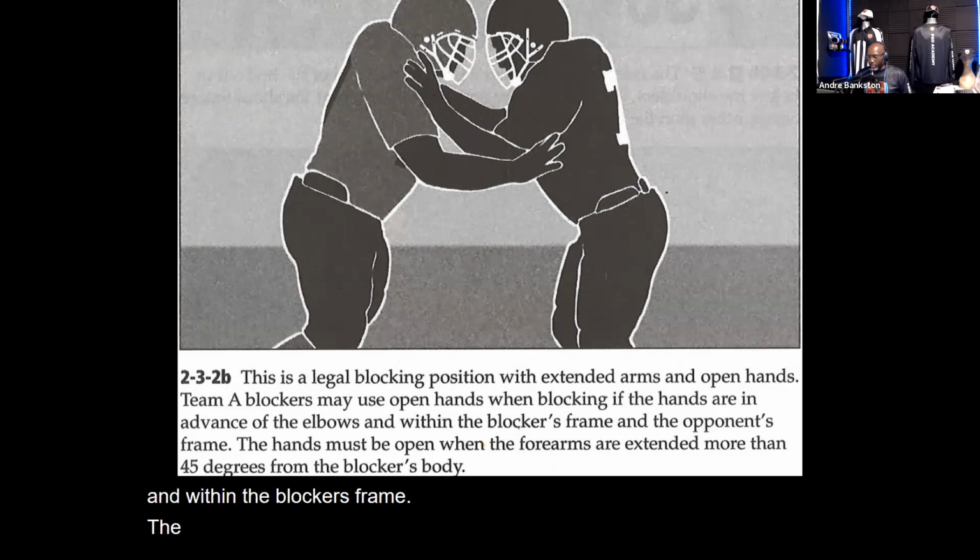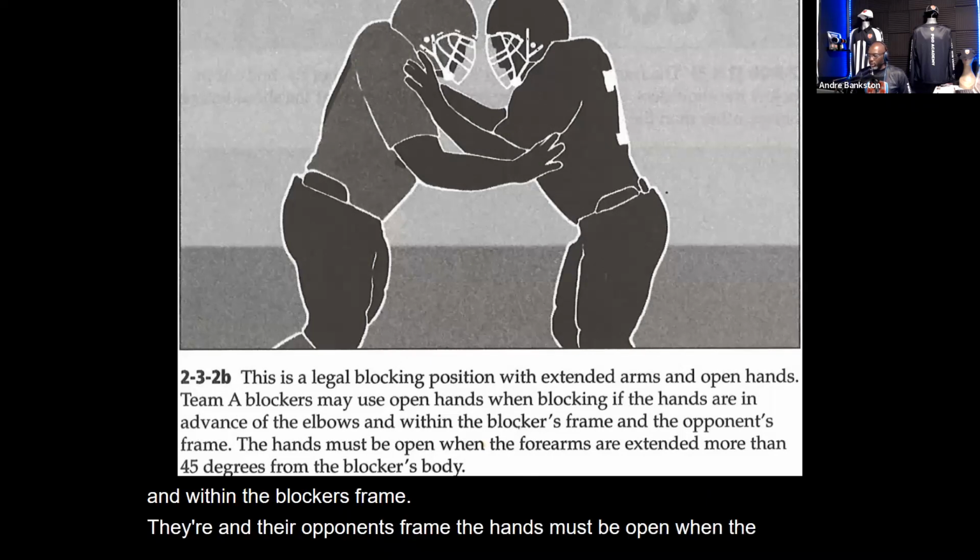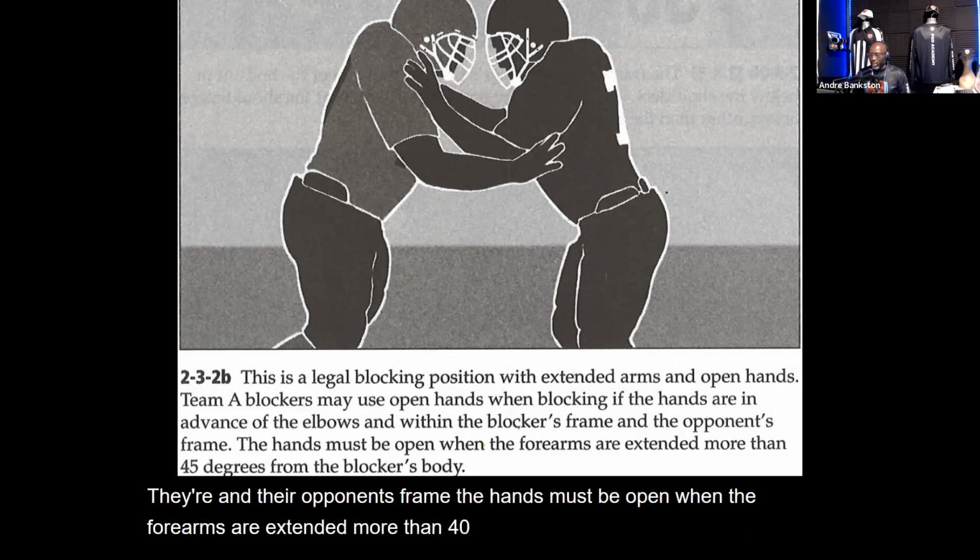And the opponent's frame. The hands must be open when the forearms are extended more than 45 degrees from the blocker's body. So again, there's a little diagram here.